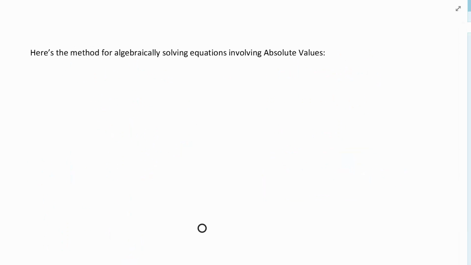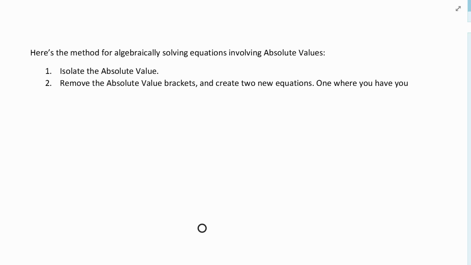Now, what are the steps for solving an absolute value equation algebraically? Well, number one, isolate the absolute value. Two, remove the absolute value brackets and create two new equations. The first one, where you simply have left side equals right side without the brackets, and the second one, where you have left side equals negative right side, or if it's easier because of the numbers involved, maybe you go negative left side equals right side. Either way, you've got one equation where it's positive equals positive, and another one where it's positive equals negative.